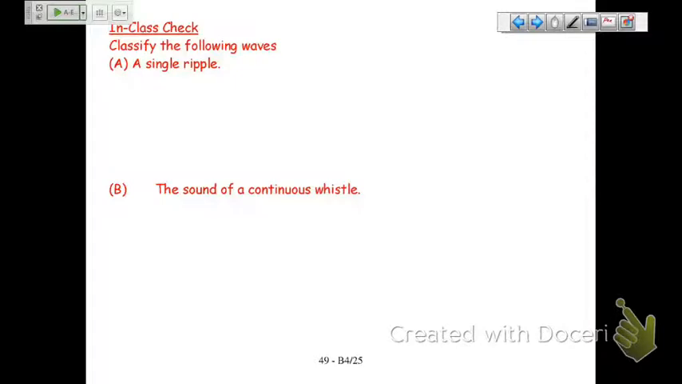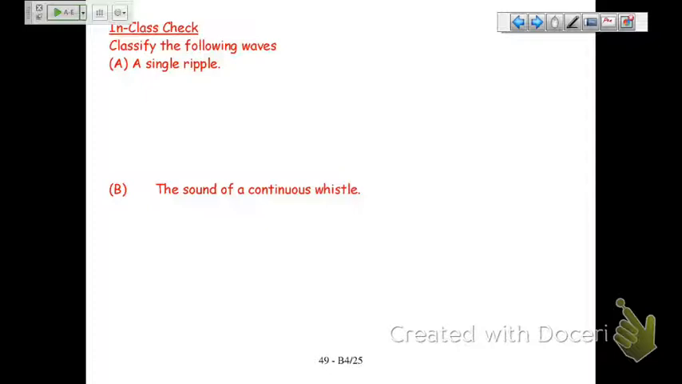So classify the following waves. A single ripple, what would that be? Would it be a pulse or a train? Or would it be longitudinal or transverse? And it'd be nice if I gave you some choices. I'm going to give you some choices. Oh, you've not got the clickers yet. So who's going to give me the answer on this one?